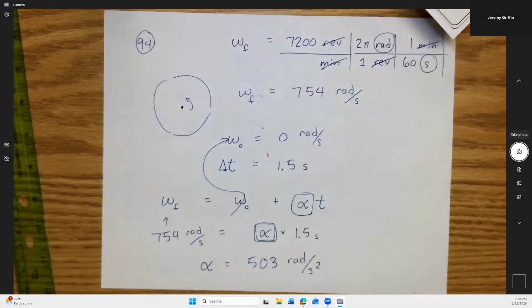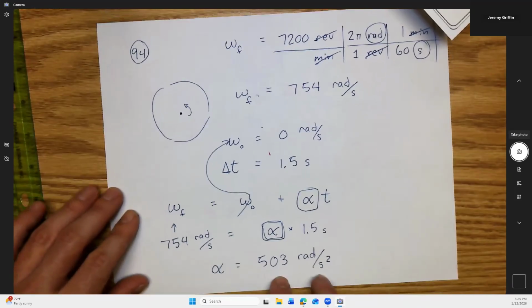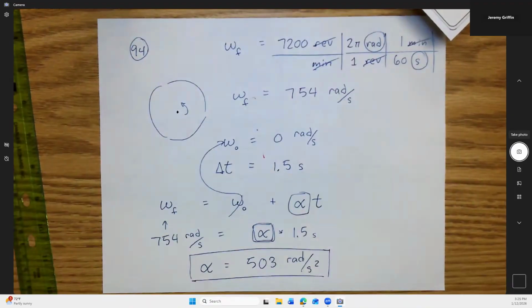So while it's spinning, it's spinning for about a second and a half. It's picking up 503 radians per second per passing second. Looks like that. You can do some other calculations with that if you like. So, working away with it.